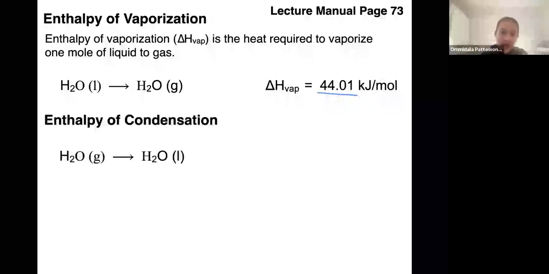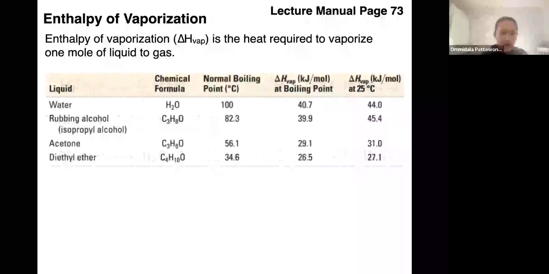Now if you're looking at condensation, it is the reverse process. So the delta H of condensation would equal the negative value of the delta H of vaporization, because it's the reverse process. Here is a sample of common substances and their boiling points.